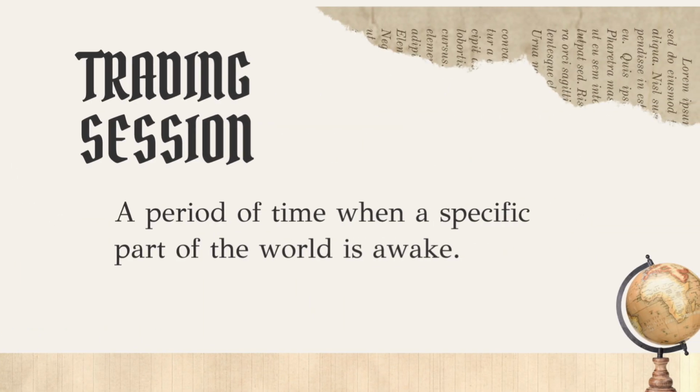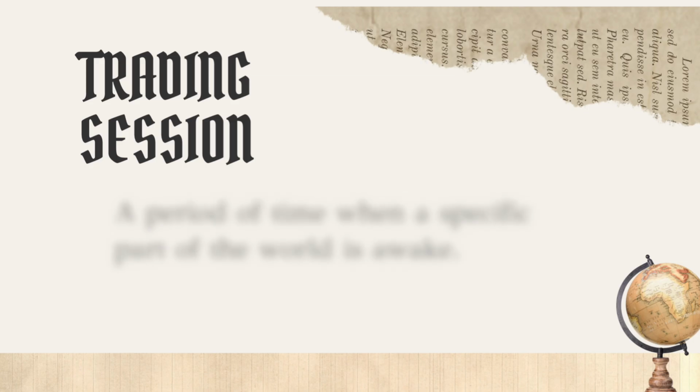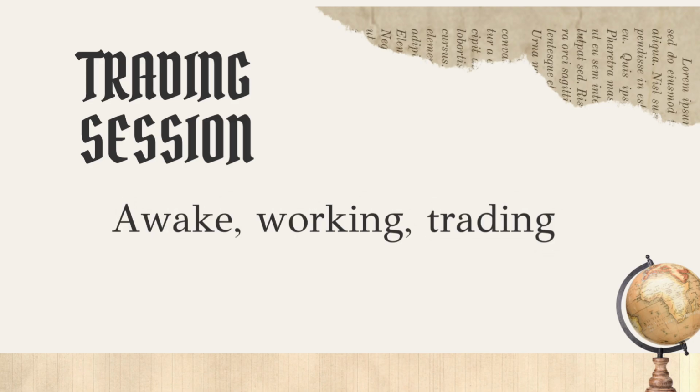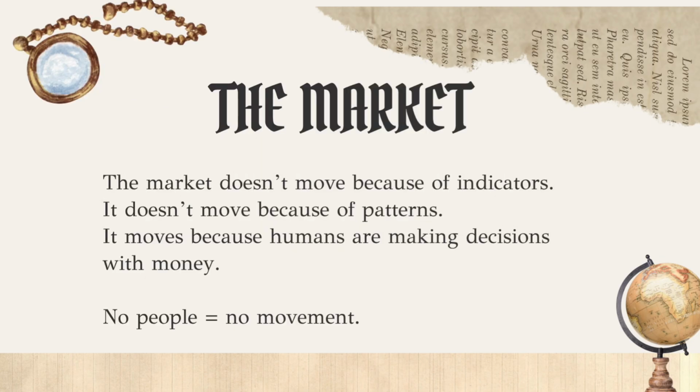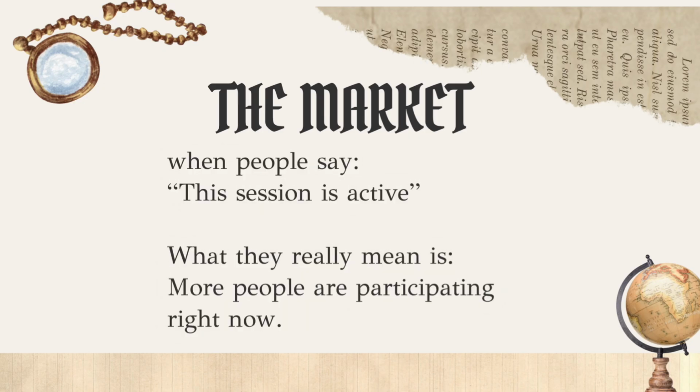At the most basic level, a trading session is just a period of time when a specific part of the world is awake. This part of the world is awake, working, and trading. It's good to understand that the market does not move because of indicators or patterns. It moves because human beings are making decisions with money. So this means if there's no people, that equals no movement. So when people say this session is active, what they're really saying is more people are participating right now.